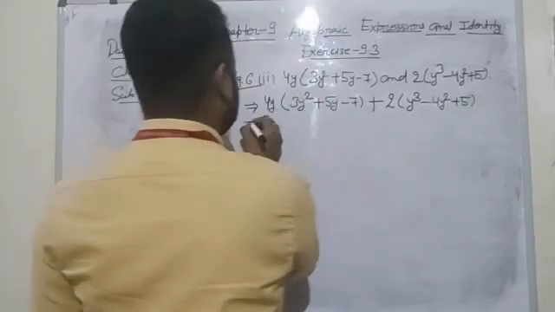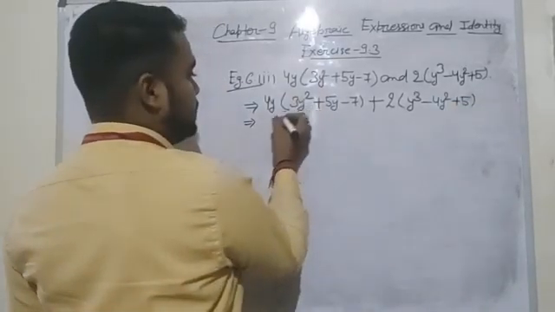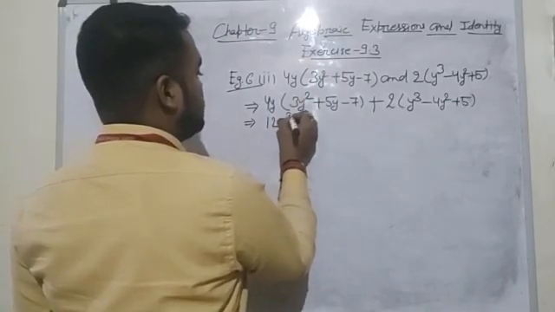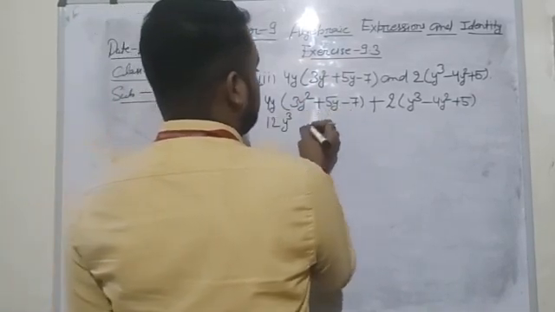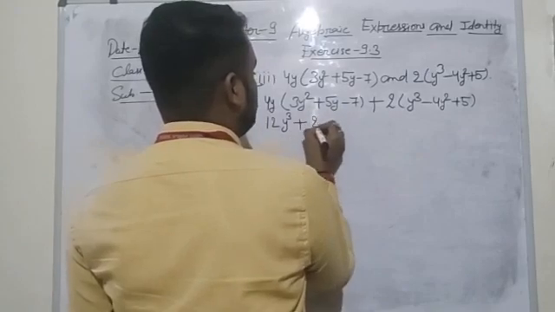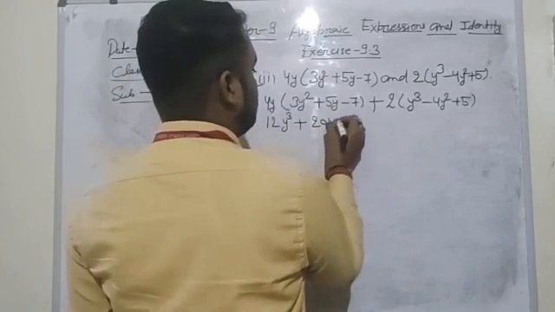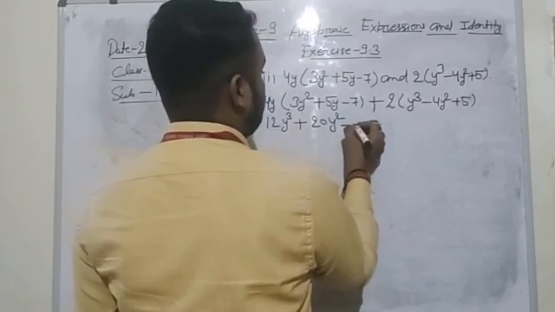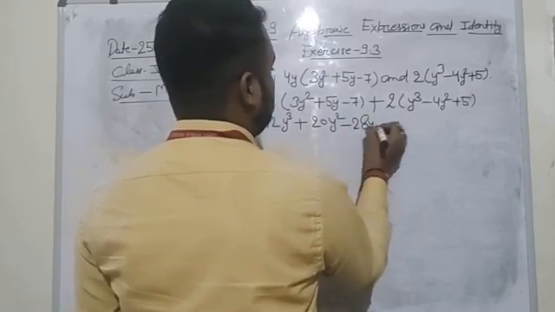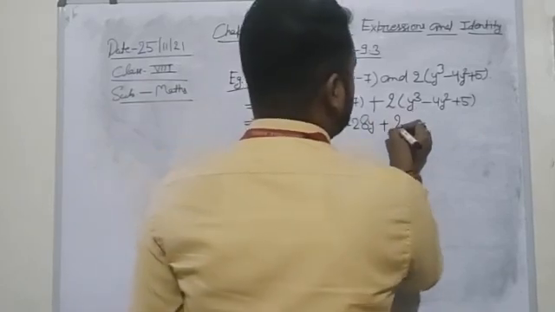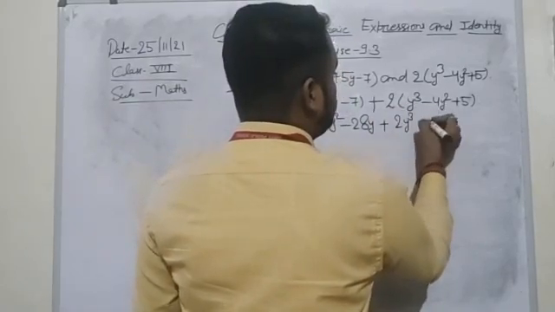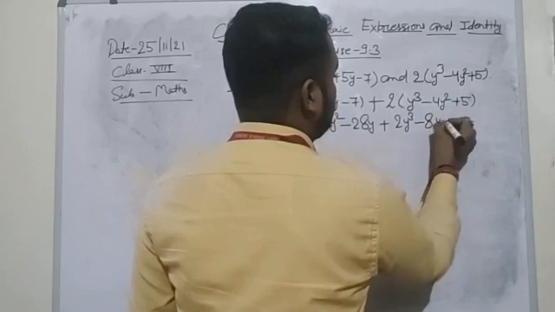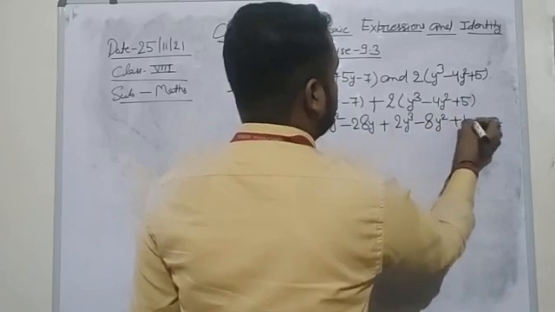Now we break the bracket here. 4y multiplied by 3y², 4 3s are 12, and y into y² becomes y³. 4y into 5y, plus 4 5s are 20, y into y is y². 4y into minus 7, 4 into 7, that is 28y, plus 2 into y³, 2y³, 2 into minus 4, that is minus 8y², 2 5s are 10 here.